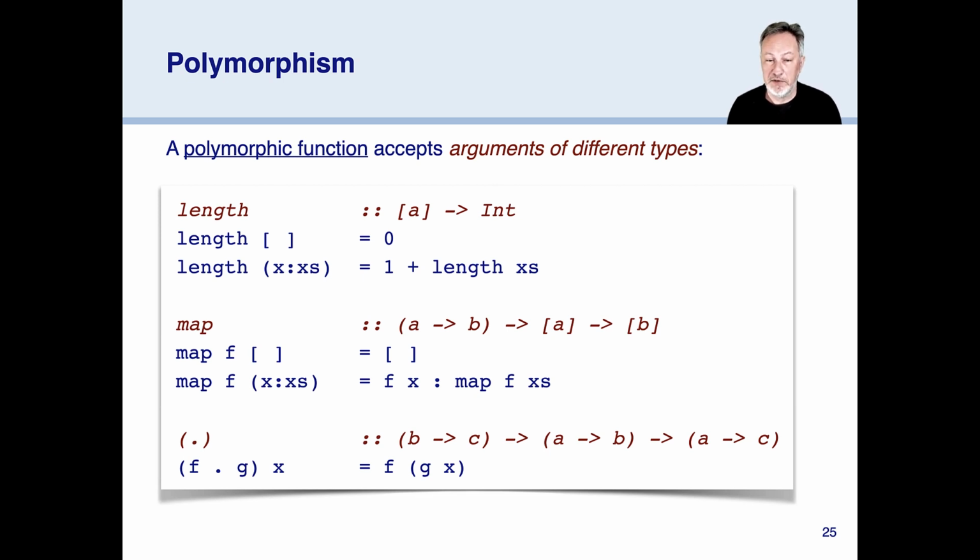Polymorphism, a polymorphic function is a function that will accept arguments of multiple types. We've seen lots of examples of those. The length function is a function which will take lists of any type A, and it will return the length of that list. Here for the first time, we saw before how length was defined. Now for the first time we define its type as well. So Haskell doesn't insist that we write these type declarations.